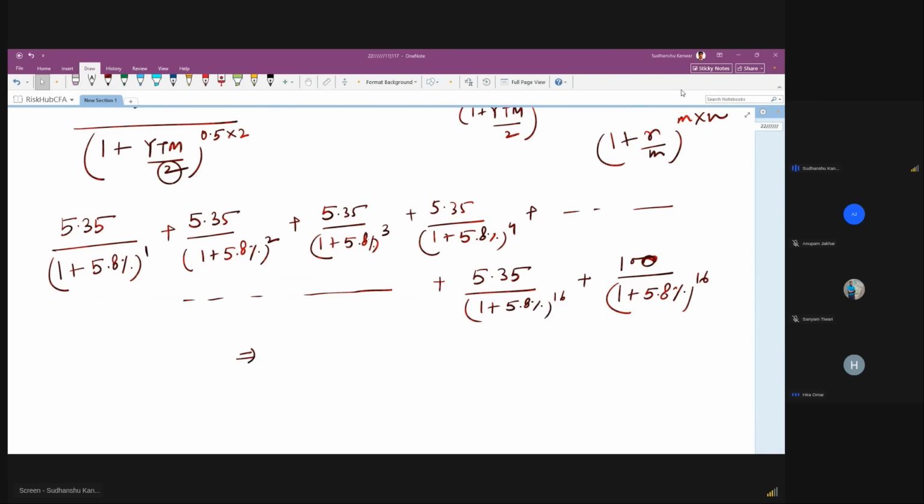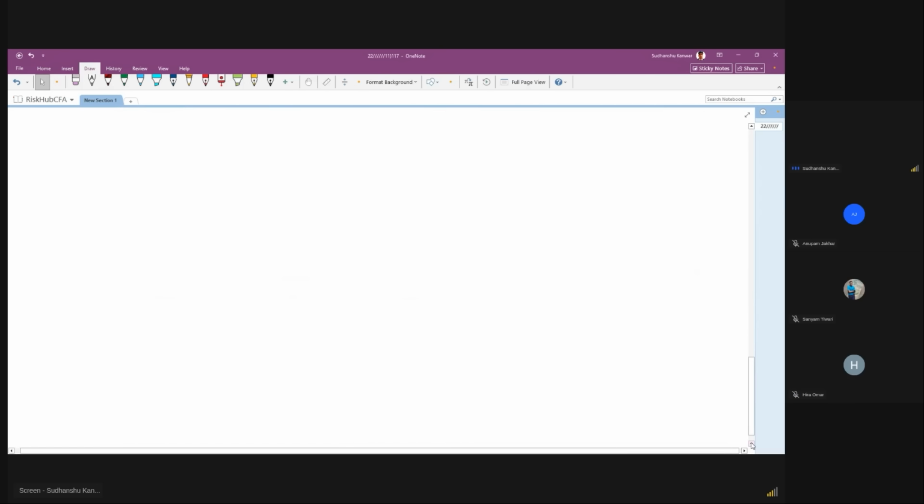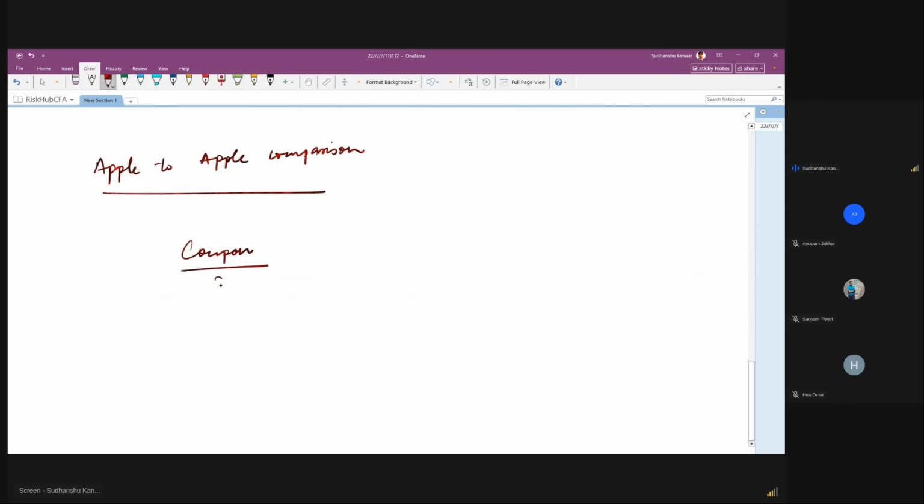Yeah, I'll tell you. This is the most confusing part, and please understand, everyone, this is very confusing to be fair. The logic is apple to apple comparison. In the finance world, we say apple to apple or orange to orange comparison. If my coupon is semi-annual, the discounting of that coupon has to be done by the semi-annual YTM.